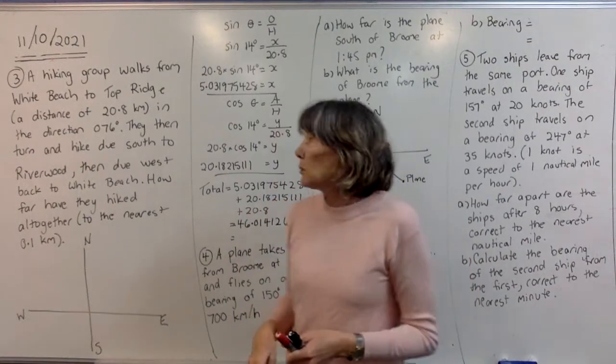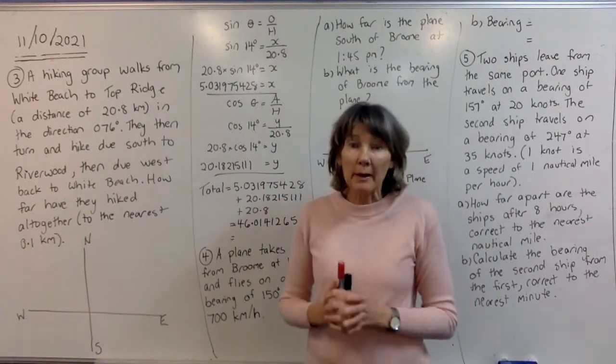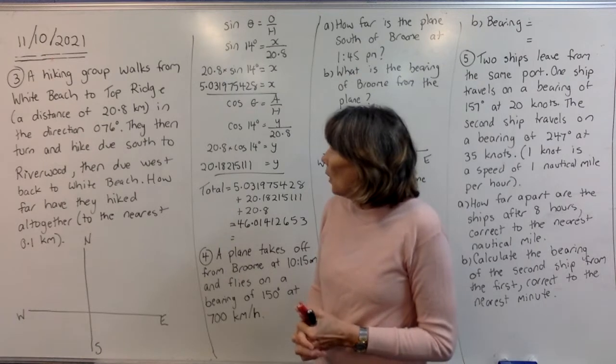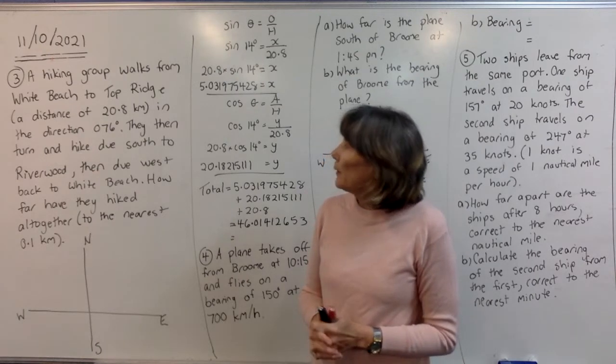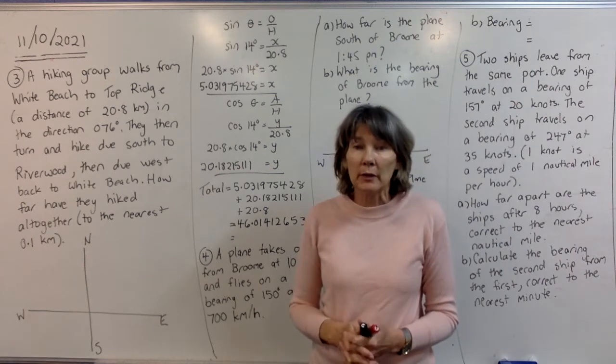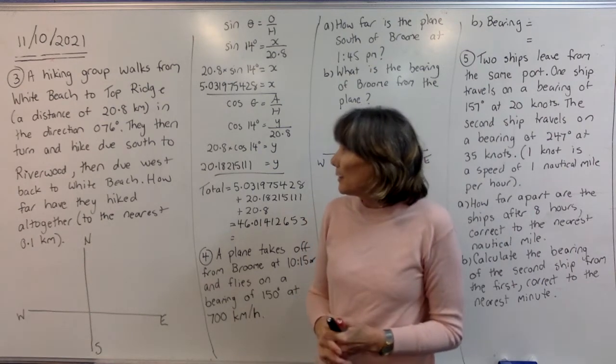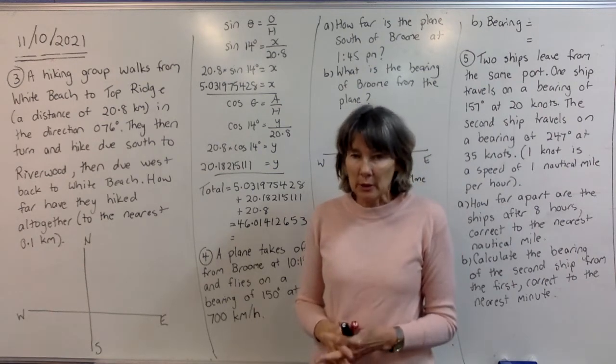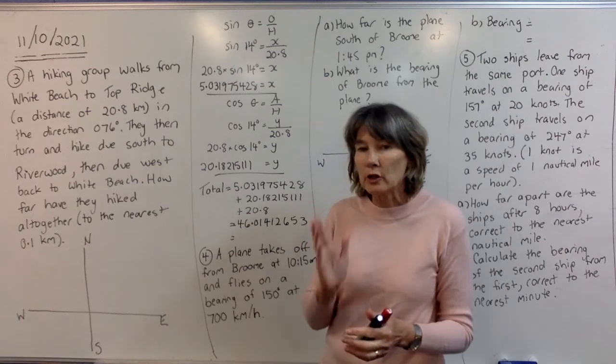Going to do a few more examples on this work because it needs a lot of practice. All right, so the first question here is: a hiking group walks from White Beach to Top Ridge, a distance of 20.8 kilometres in the direction 76 degrees. Right, so we're going to get the direction first.